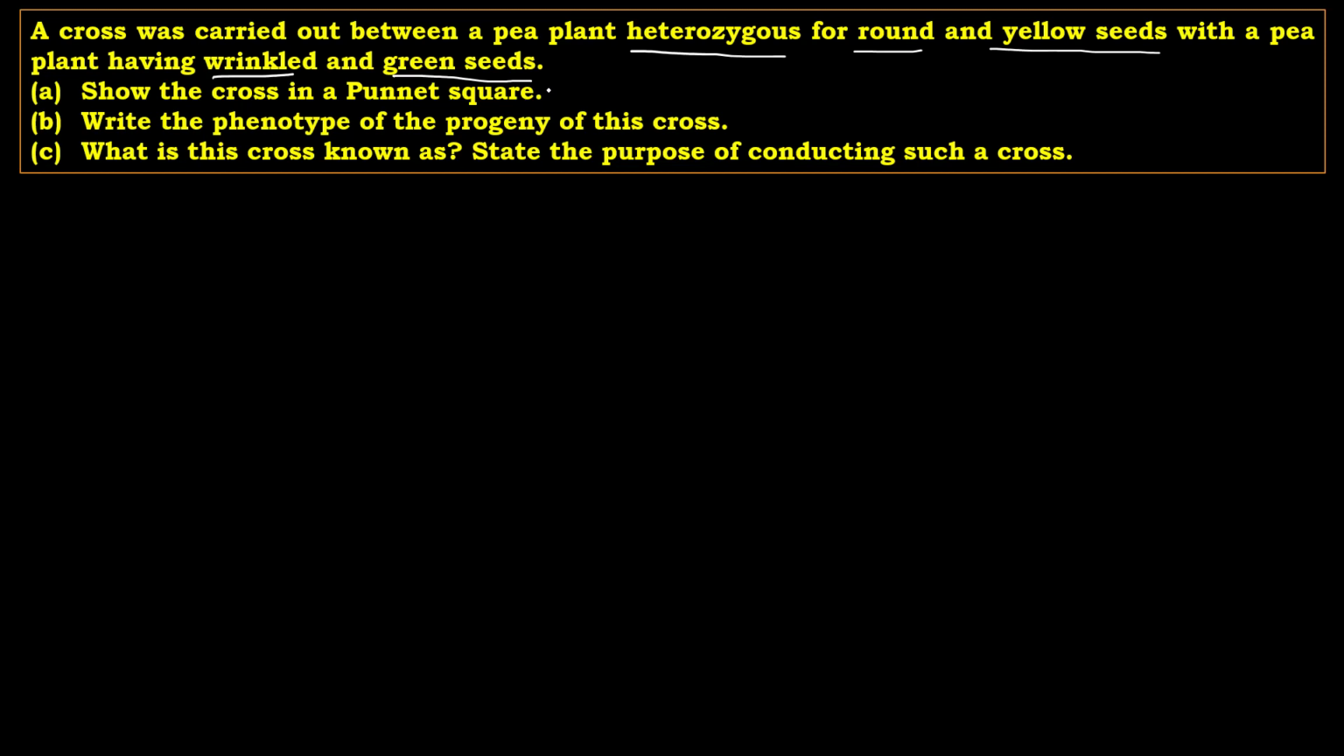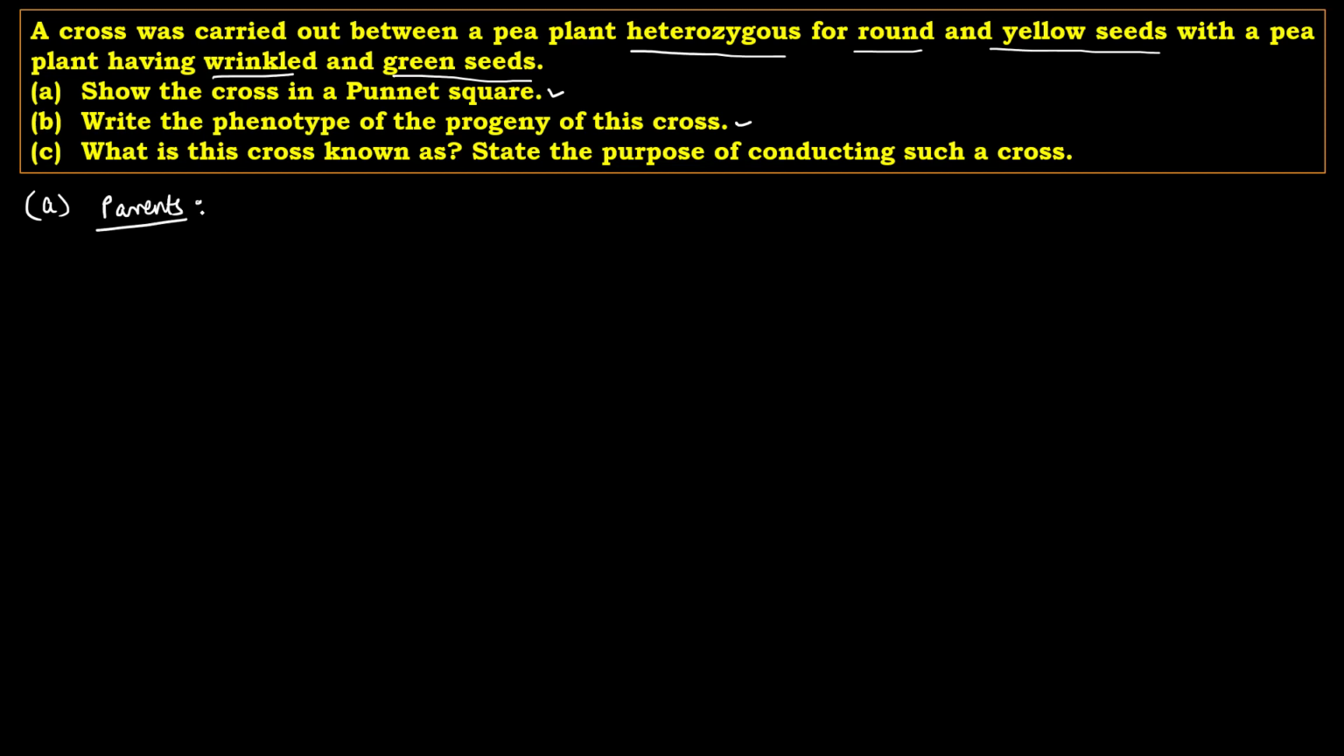The first thing they are asking is to show the cross in a Punnett square. Second is to write the phenotype of the progeny of this cross. And third, they are asking what the cross is known as and to state the purpose of conducting such a cross. So let's start by solving the first part. Let's solve the Punnett square, and here let's talk about the parents.